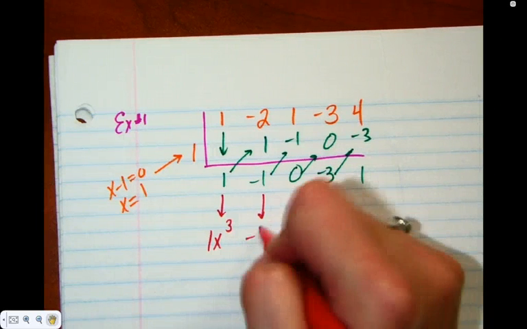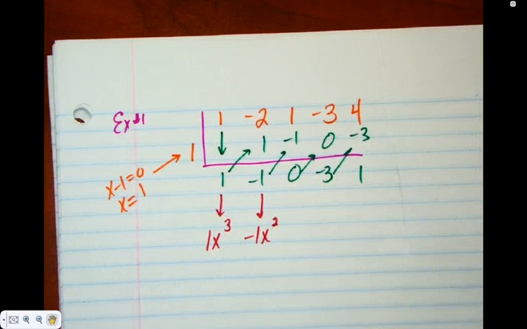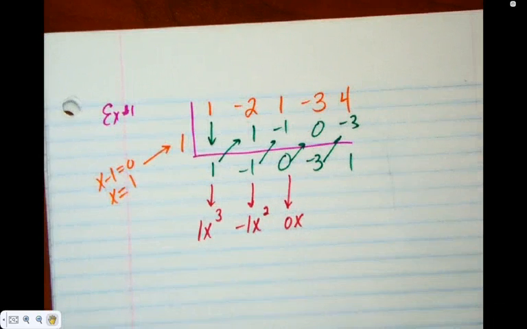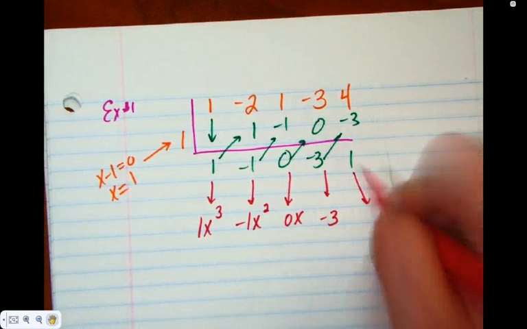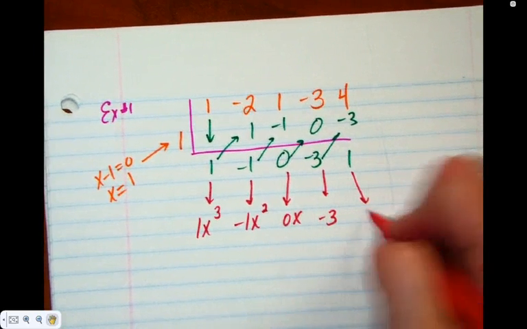This represents negative 1x squared. The 0 represents 0 x's. The constant is negative 3. What's the 1 at the end? That's the remainder.